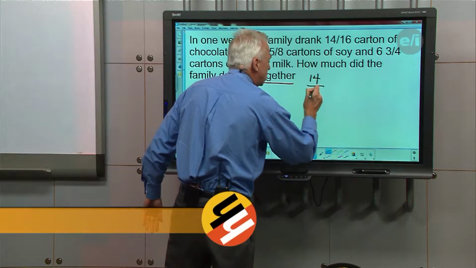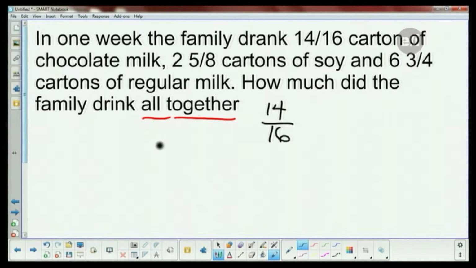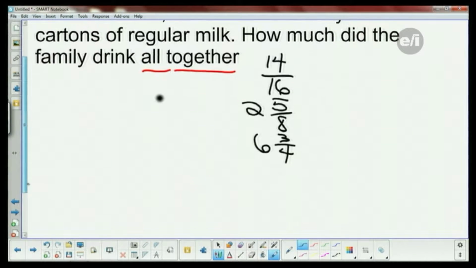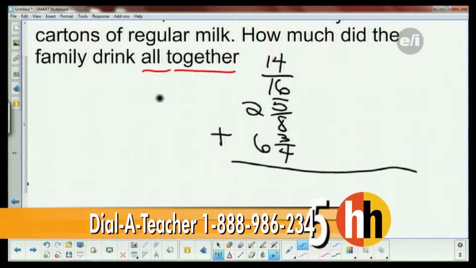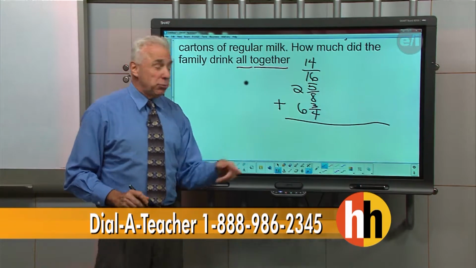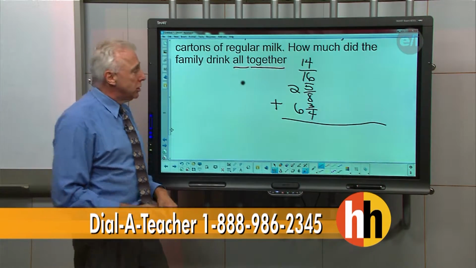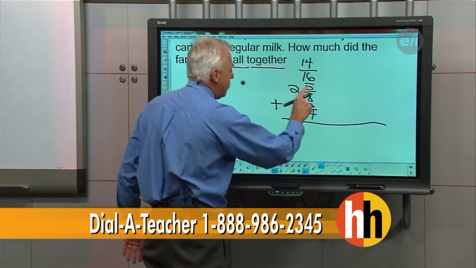So we got 14/16, 2 5/8. That's a mixed number. We'll get into that in a minute. And what was the last one? 6 3/4, another mixed number. All right, now that I have them, we're going to pull it down here a little bit. Now we, like we said, are going to add these guys. We got one fraction here, which we could have reduced, but I'm not going to. I'll tell you why in a second as well. And then we got 2 mixed numbers.